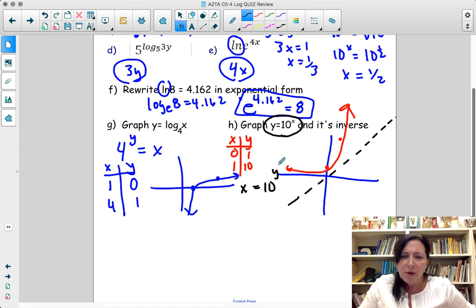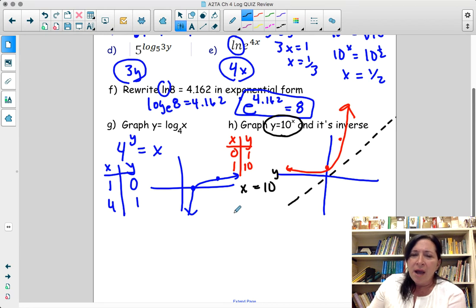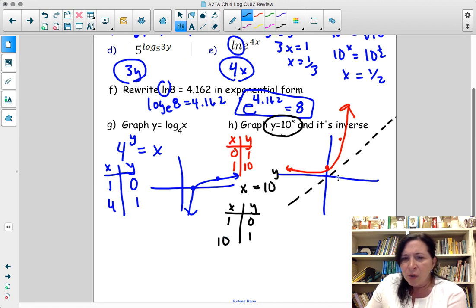And when I have x equals 10 to the y power, I can plug values in for x and y for that. And again, if y is my exponent, I would plug in 0 and 1 for that. And so in doing that, when I plug in 0 here, I get 1. When I plug in 1 here, I get 10. So that's going to be 1, 0. And that's going to be over 10 up 1. So this graph is going to look something like this.